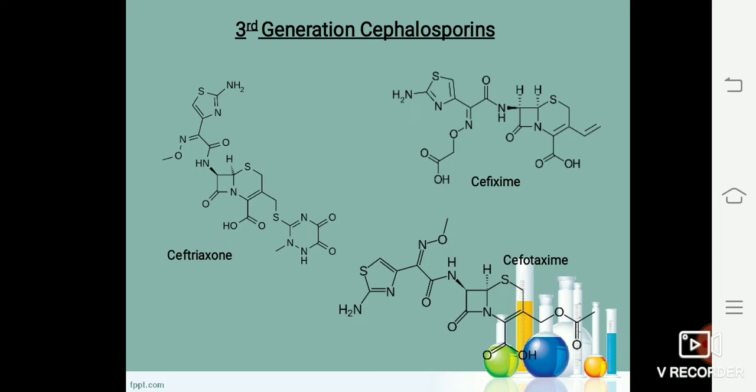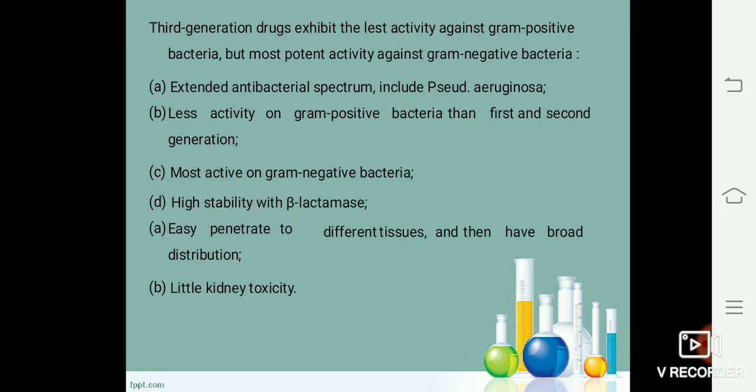Examples of the third generation cephalosporins: ceftriaxone, cefixime, and cefotaxime. These are the structures of the third generation cephalosporin. Third generation drugs exhibit less activity against gram-positive bacteria but most potent activity against gram-negative bacteria. Extended antibacterial spectrum including Pseudomonas aeruginosa.